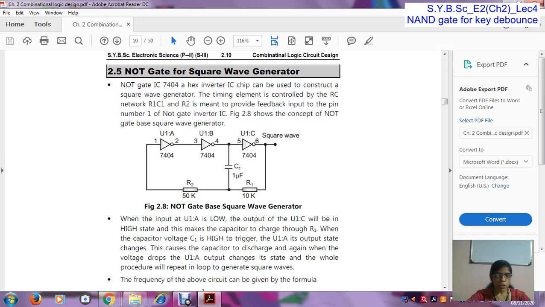Its first state is low, then it changes to 1. When the input of the first NOT gate is 1, then the output of the third NOT gate is 0. So when we get 0 here, this capacitor will discharge, and when this capacitor discharges, again R2 changes the state of the first NOT gate. So in this way the cycle is repeated. When we get the 1 here, we get the positive half of the square wave, and when we get 0 at the output, it is the negative half of the square wave. So in this way we get the square wave by using a NOT gate.